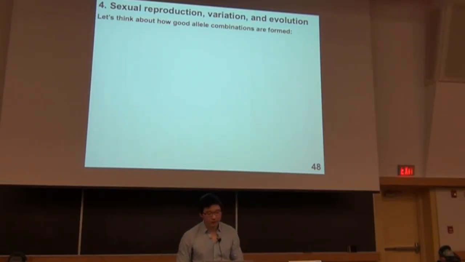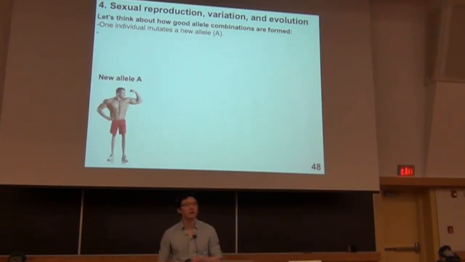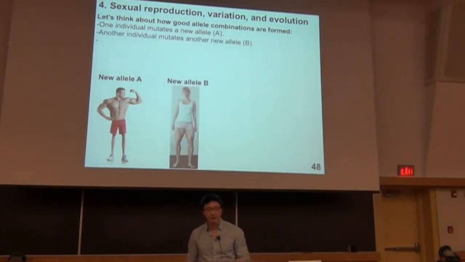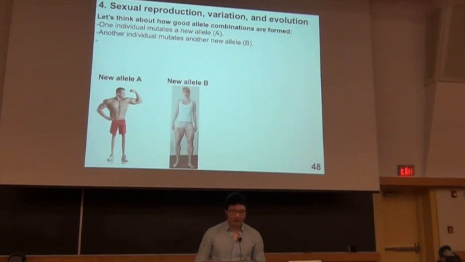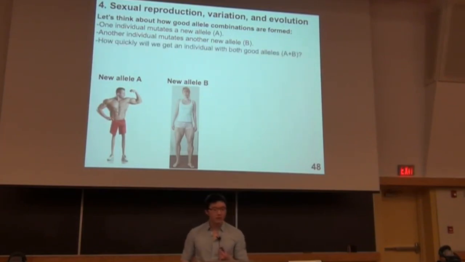Okay, so let's say that one individual mutates a new allele. So we got like this guy with an allele for building really good upper body strength. Right? Let's say another individual mutates another allele to give them really good lower body strength. Okay, I don't think that's a real picture. So how quickly can we get an individual that gets both alleles in the same individual?